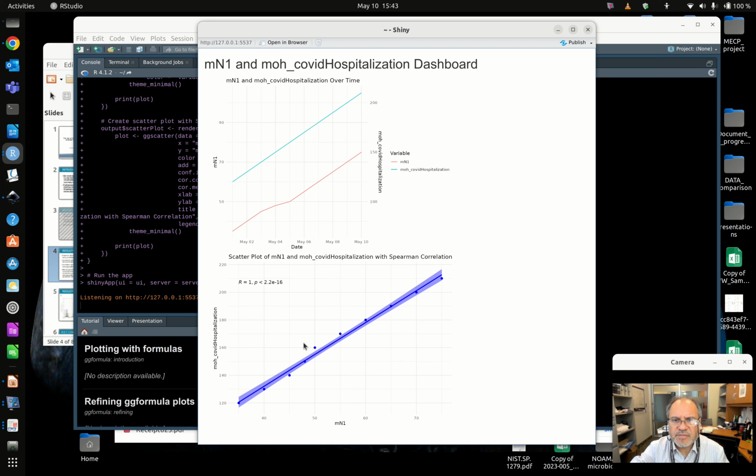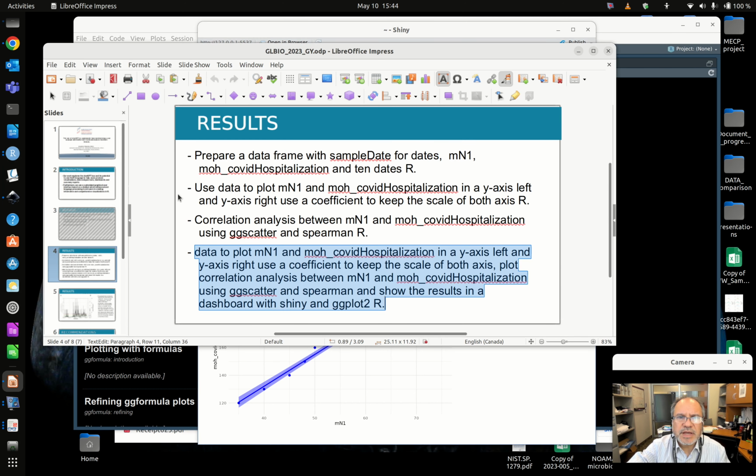In the next graph, we have the scatter plot, where we see the correlation between the hospitalization and the concentration of copies per milliliter of COVID-19 through the proxy of N1, which is one of the genes present in the genome. And in this case, the correlation is perfect. Again, it's mock data. So you can basically take a few minutes to produce this kind of data. So this is quite amazing, and it's remarkable that we can do this.